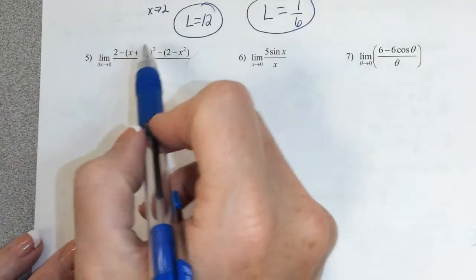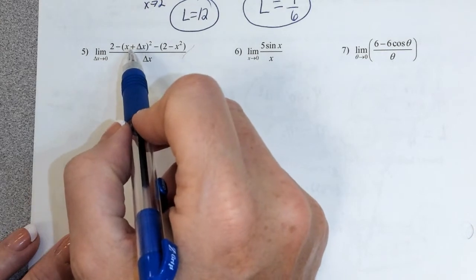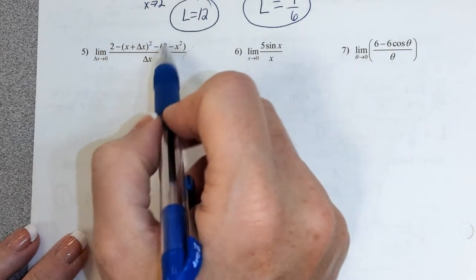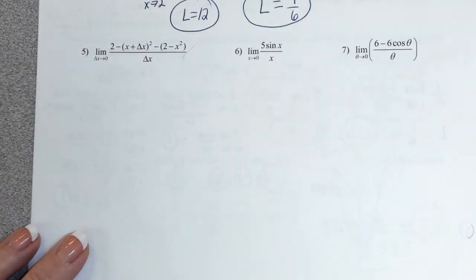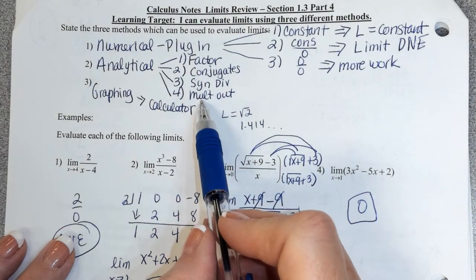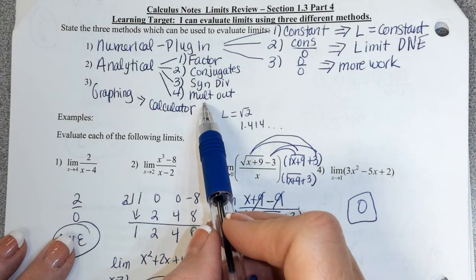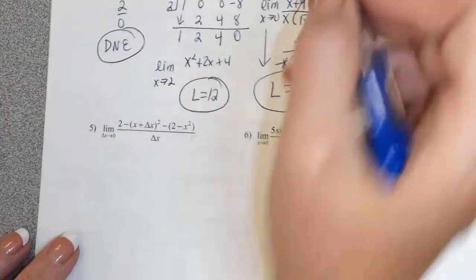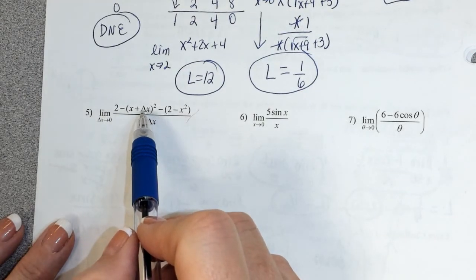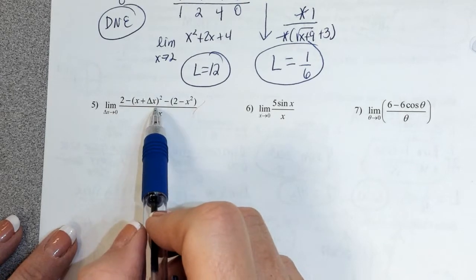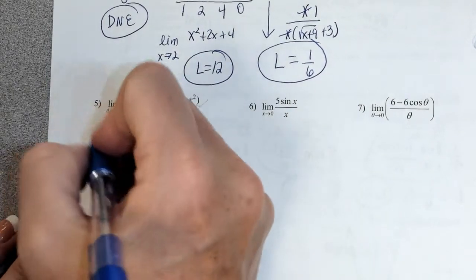All right, number 5. Try plugging it in. I get 2 minus x squared minus 2 plus x squared. That's 0 over 0. Have to do some more work. What would be the work that I should do on something like this? Here are my choices. What am I going to do? Factor, conjugate, synthetic division, multiply it out. I have to multiply this one out, don't I? Because I have x plus delta x, quantity squared. That's the part that needs to multiply out.